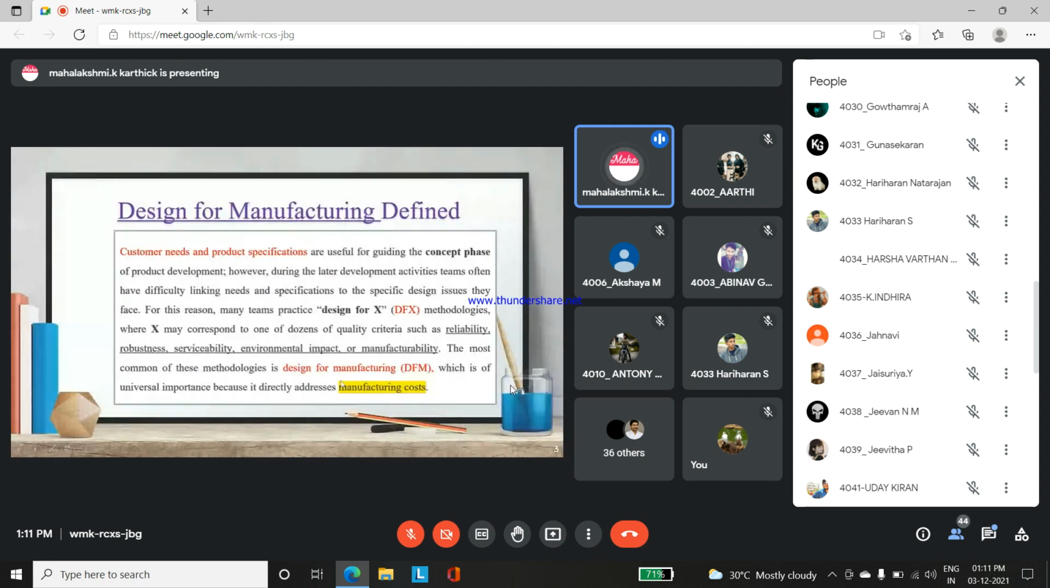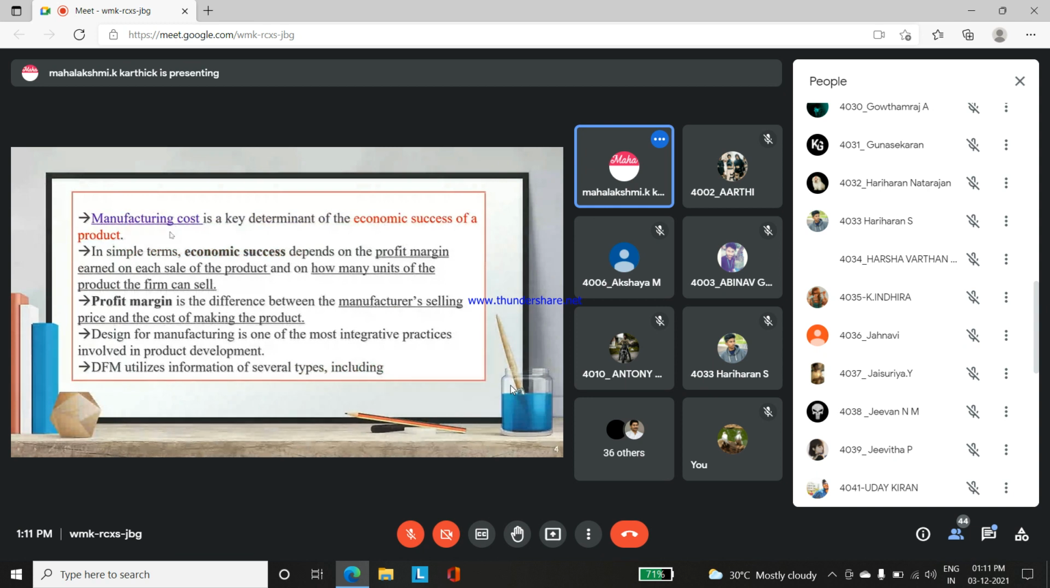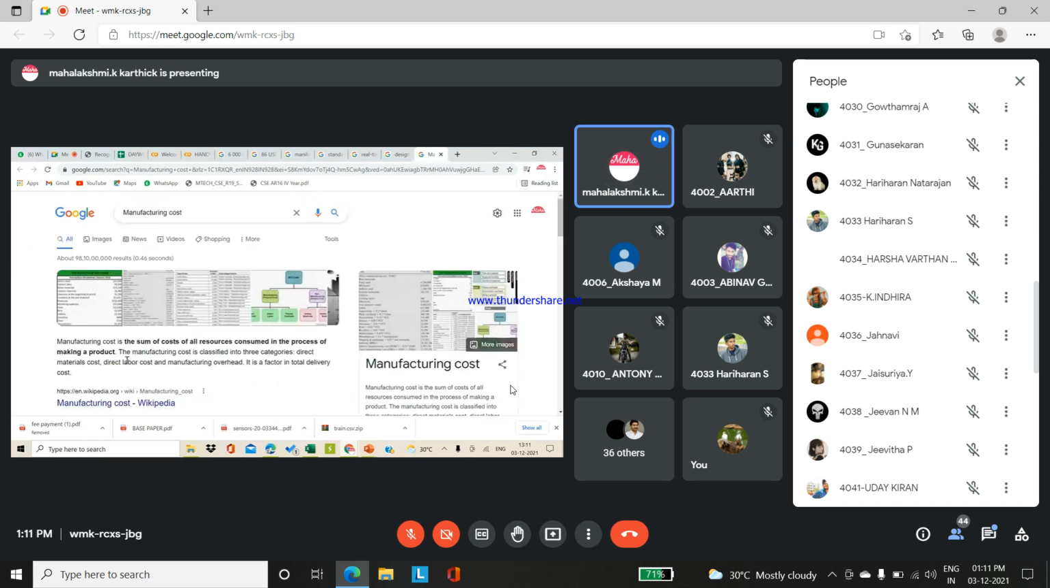So we were discussing these points. When you are focusing on design for manufacturing, you have to address the manufacturing cost. What do you mean by manufacturing cost in general? I have told you, it's nothing but the sum of the cost of all the resources used to build a product, consumed in the process of making a product.